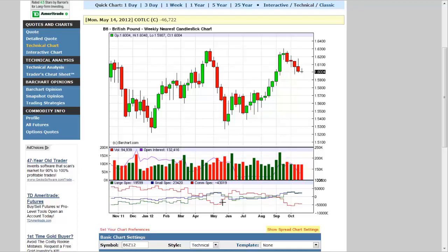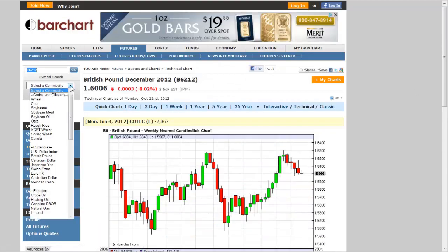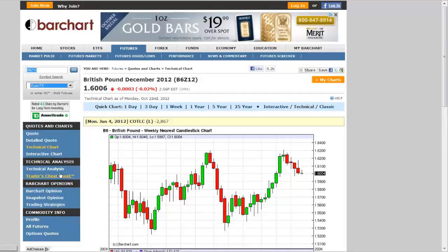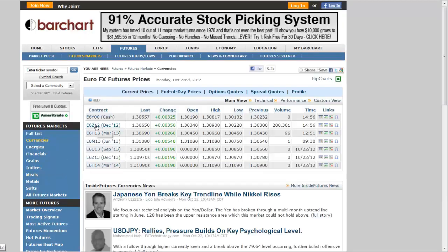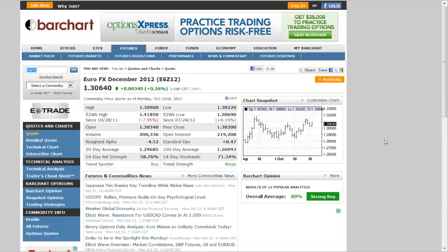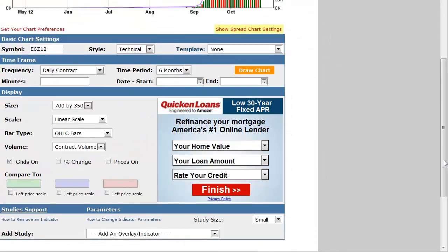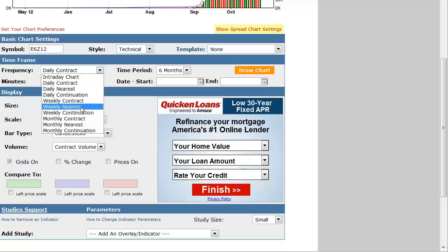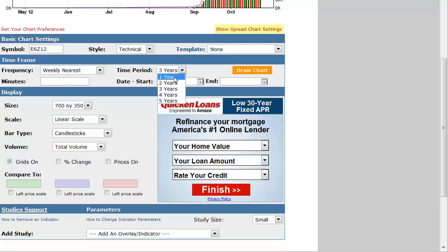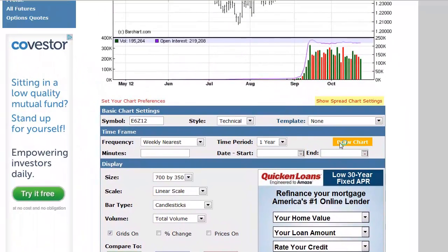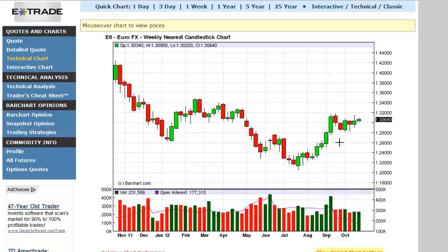So let's see if we can see some support also in the euro. We're going to go over to this tab here, into the Euro FX tab, and we're going to use the first contract month. Go over to Customize, scroll down, and make sure we're on candlesticks. We're going to use the weekly nearest, 1 year, making sure total volume is clicked, and we're going to draw the chart, and we will arrive at the euro.